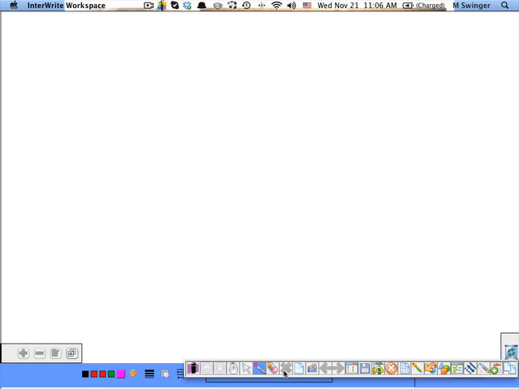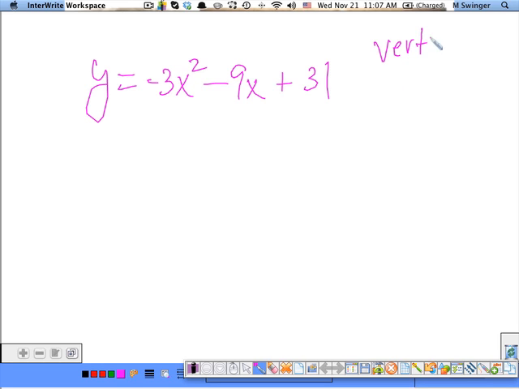Now, once again, I can make anything up here. It's all going to work out. Y equals negative 3x squared minus 9x plus, I don't know, 31. There you go. Just made up. Put this in vertex form. Now I'm going to tell you this. You're going to get some fractions. But just like before, use your calculator. Add them up in the calculator. I don't want any decimals for these problems. Only fraction answers.